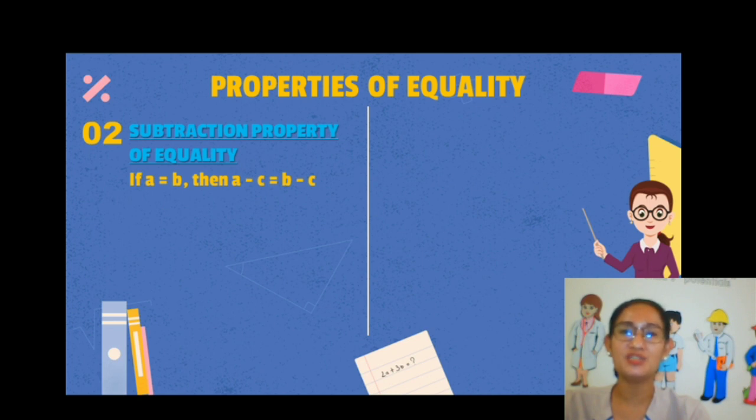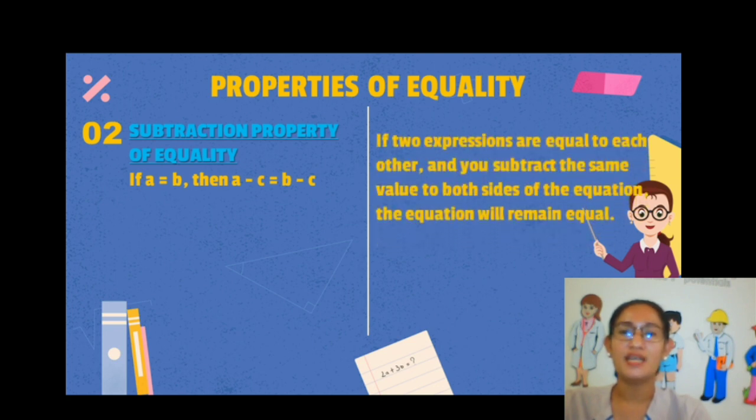The next property is the subtraction property of equality. If A is equal to B, then A minus C is equal to B minus C. It states that if two expressions are equal to each other and you subtract the same value from both sides of the equation, they will remain equal. For example, 3 is equal to 3. Then we subtract 2 from both sides, which gives us the same result, 1.